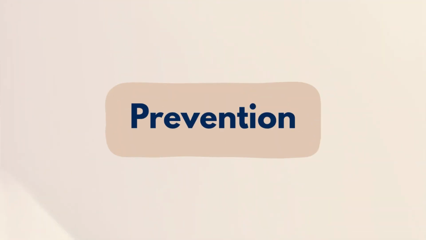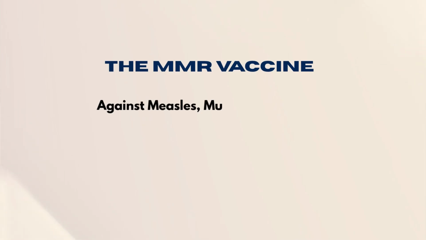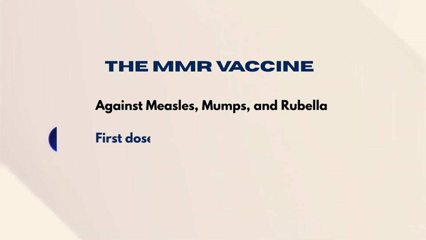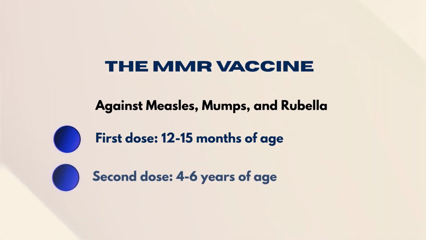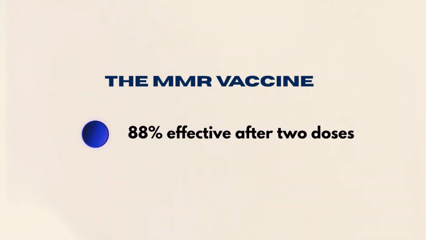This is why prevention is very, very important. The most effective way to prevent mumps is through vaccination. The MMR vaccine is used. It protects against measles, mumps, and rubella. It's typically given in 2 doses. First dose, 12 to 15 months of age. Second dose, 4 to 6 years of age. This vaccination is 88% effective after the second dose.